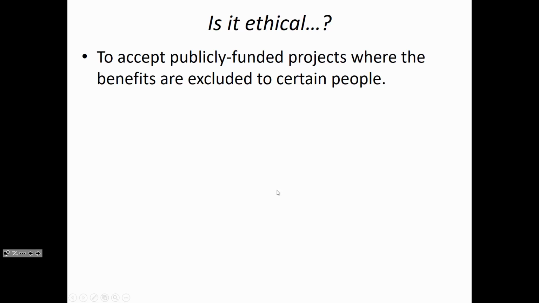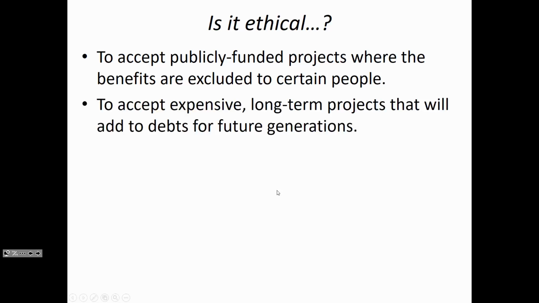And so here are some rhetorical questions. I think that the answer to each of these will be obvious, but they get asked because in the past, people have violated what seems obvious to us. So for instance, to accept publicly funded projects where the benefits are excluded to certain people. And so, there have been a lot of places in the world where there's been racial discrimination or economic discrimination where only a certain class of people got to enjoy benefits that were supposedly state-funded, and because they're state-funded, they should be open to everyone.